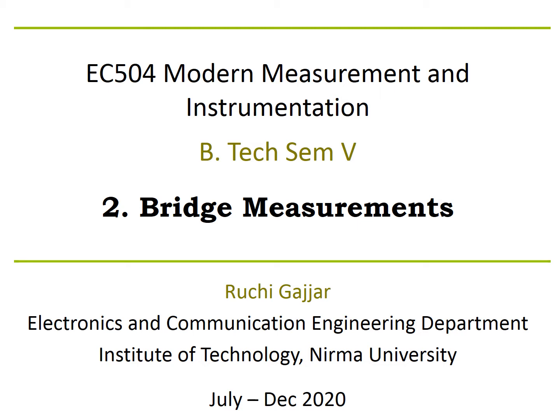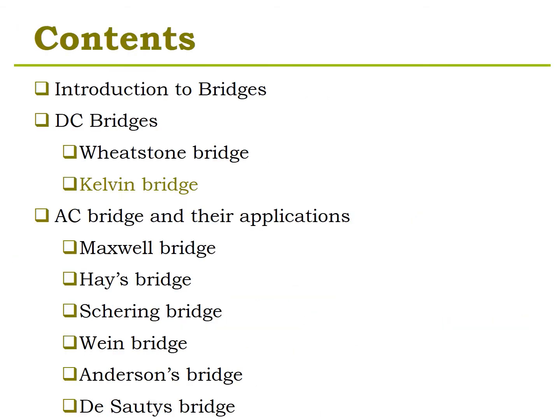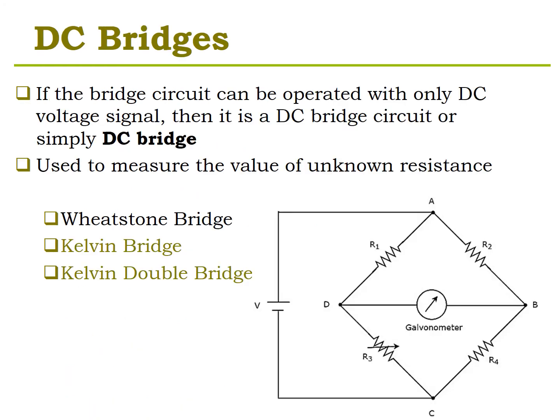We have started with the second chapter, which is on bridge measurements, and we looked at the contents as well as the Wheatstone bridge in the previous session. Now in today's class we are going to study the Kelvin bridge and Kelvin double bridge for measurement of unknown resistance.